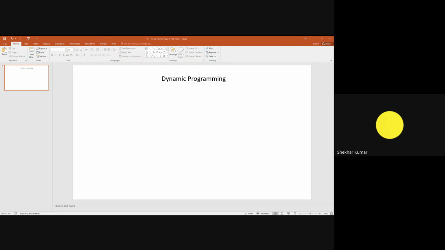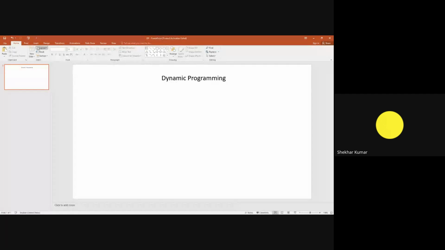In a problem, there are two properties. According to these properties, we can decide that we can solve the problem with the help of dynamic programming. First comes overlapping subproblems.